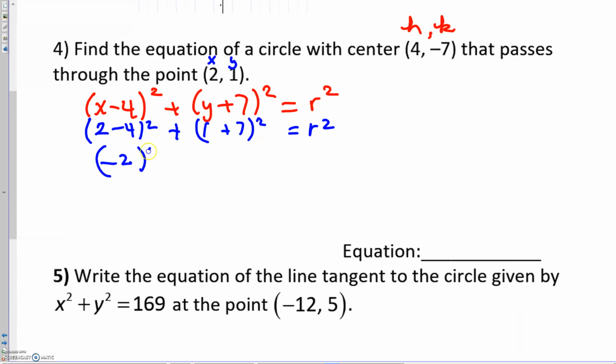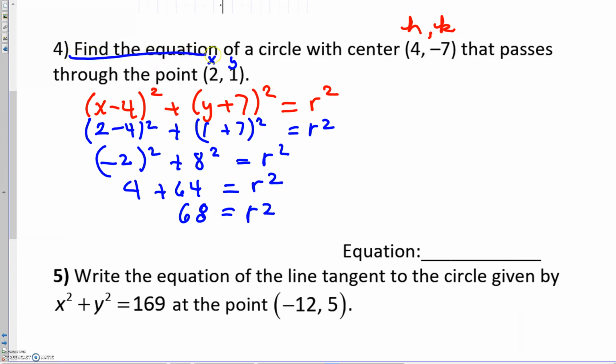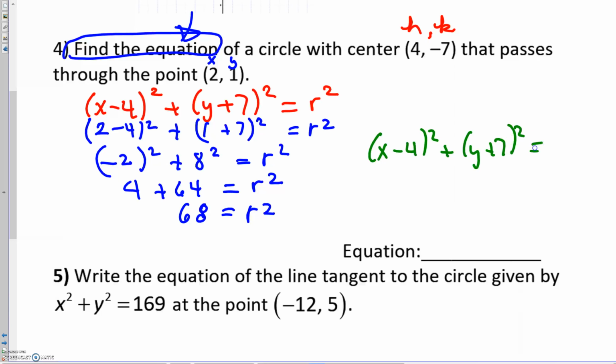So now I've got (2 - 4)^2 + (1 + 7)^2 = r^2. So that's (-2)^2, 8^2 = r^2. So then that's 4 + 64 = r^2, and that 68 is equal to r^2. So notice this asks for the equation of the circle. So we've got that started here with (x - 4)^2 + (y + 7)^2. And we want to know what r^2 is, and r^2 is 68. So we'll just need to put a 68 here, and that's going to go in that blank.